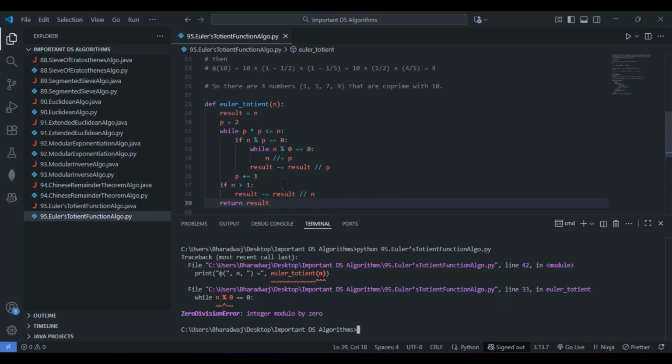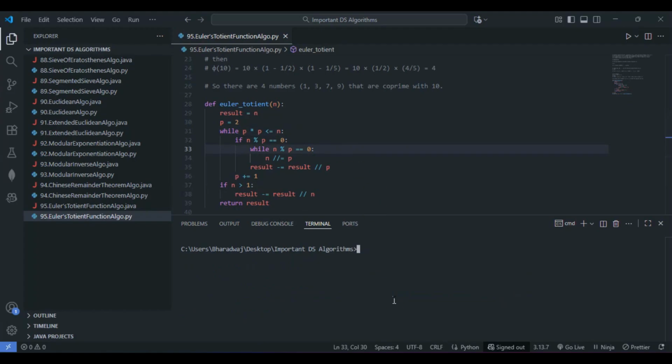We are going with a while loop. So this is fine. Next, n modulo p equals 0. So this has to be while n modulo p. I have given 0 here, sorry. While n modulo p equals 0, so we are just removing all the occurrences of this particular prime, right? So let me clear the screen. Let me run this one again.